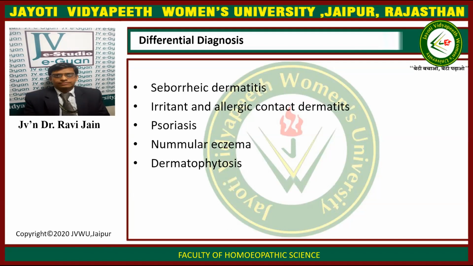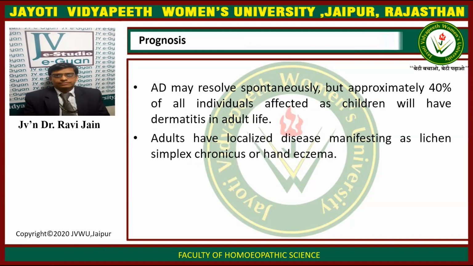Now, what are the differential diagnoses? The differential diagnosis includes seborrheic dermatitis, which we will be discussing in the next lecture, irritant and allergic contact dermatitis. There will be psoriasis, nummular eczema, and dermatophytosis. So these are the various differential diagnoses that need to be considered before reaching the conclusion of atopic dermatitis.